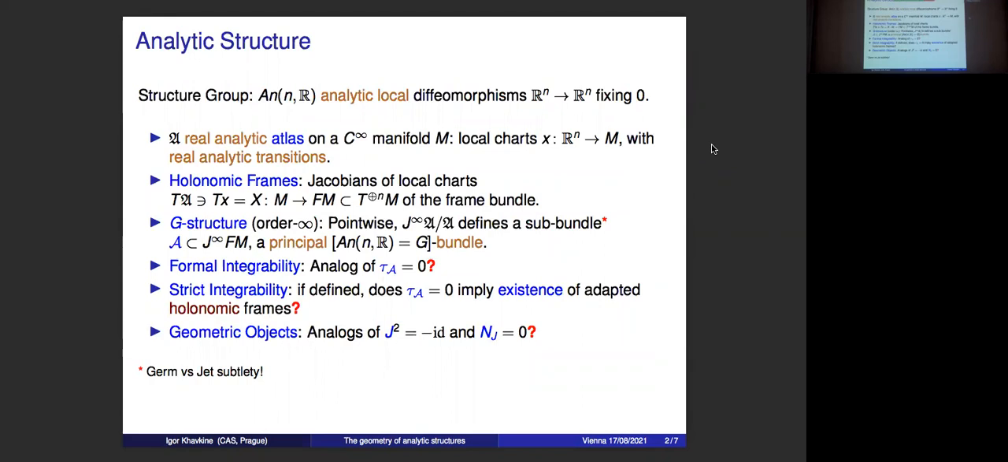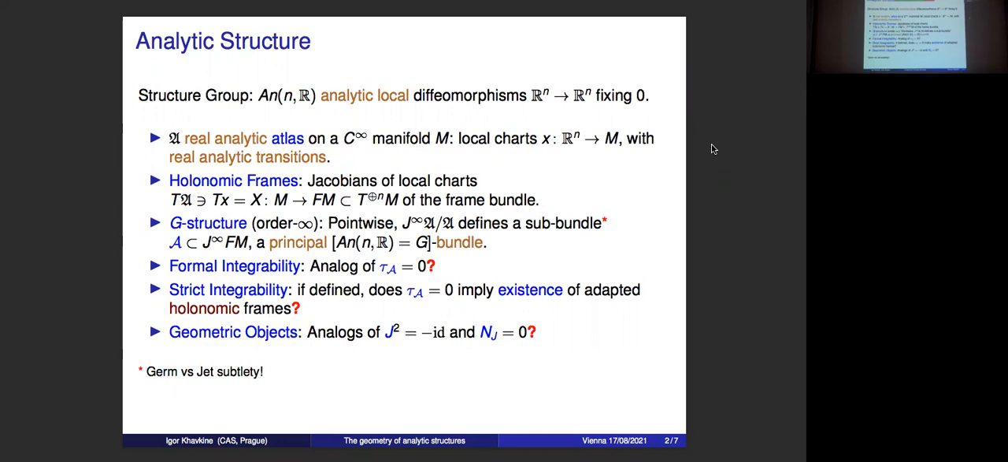Okay, so this is a very nice picture, and basically the question that we'd like to ask is: how good of an analogy can we make with that in the case of an analytic structure? Okay. What is an analytic structure? Well, starting from the basic definition, again, it's an atlas of real analytic charts on a smooth real manifold. These are maps from R^n with real analytic transitions.